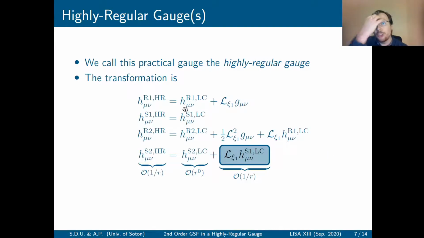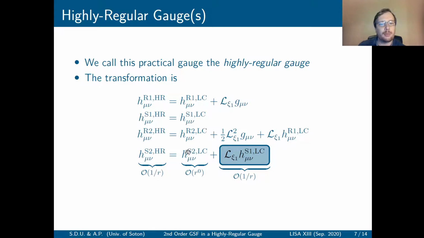Now, the transformation to the highly regular gauge is given by this. So we've split up our first order, which is these two terms, and second order, which is these two terms, transformations into regular and singular pieces. I should note that we impose that our gauge vector is smooth. So any Lie derivative of a smooth or regular quantity, we put into the new regular field in the highly regular gauge, and any Lie derivative of a singular quantity, we put into the new singular field in the highly regular gauge.